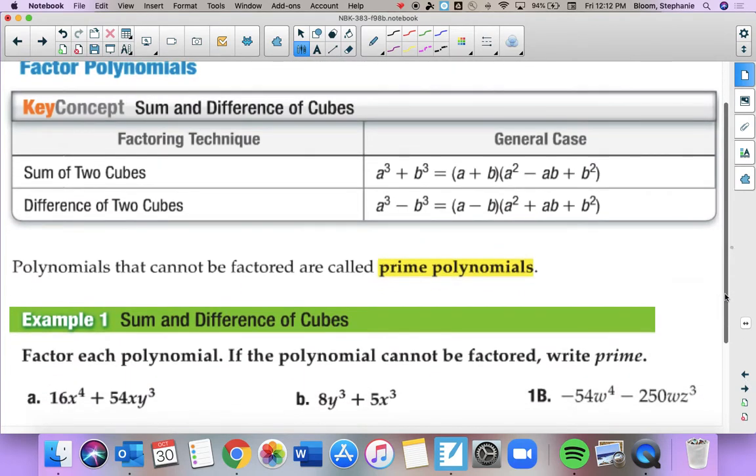And this special case is called sum and difference of cubes. And this is something you're just going to have to memorize, okay? And what that means is the following. If I have 2 cubes that are being added together, then I can factor it down to look like this. And this is the memorized part, okay? So how do you know if something is a perfect cube or not? Does anybody know a perfect cube? What does that mean to be a perfect cube?